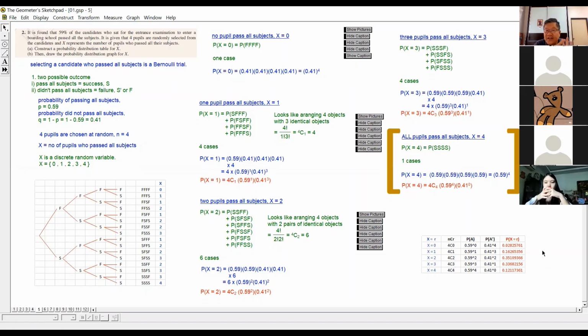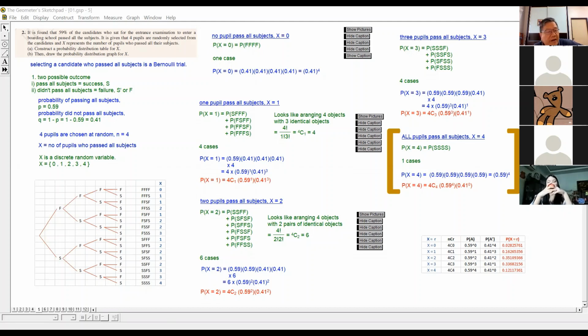Examples, then you see the three components, okay? The three components. So it'll be something like this. This is the value of x, the number of successes. This is the value of the probability.